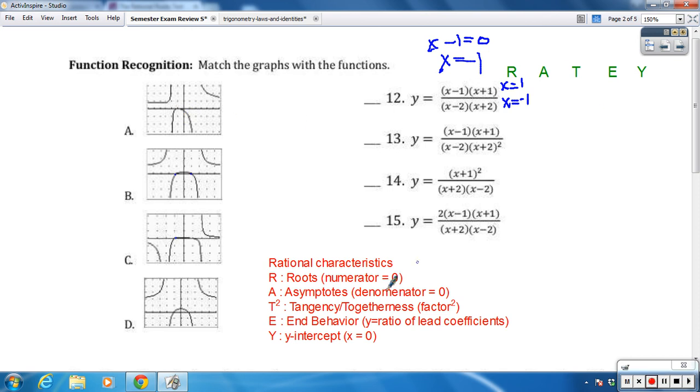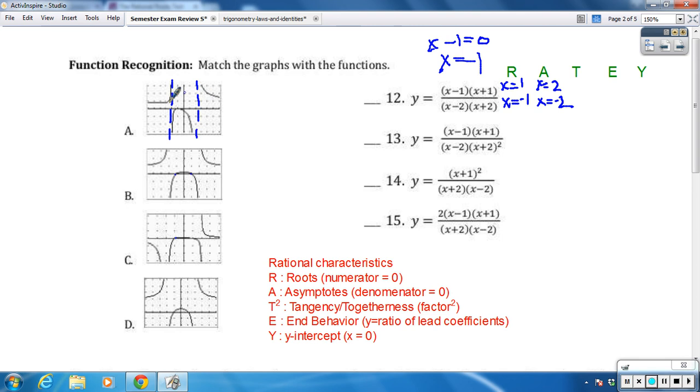All right, next we're going to look at our asymptotes. That's when our denominator equals 0. So I have 2 asymptotes here. X minus 2 is going to give me an asymptote when x equals positive 2. And x plus 2 is going to give me an asymptote when x equals negative 2. So that's basically these vertical lines we could draw in our graph.